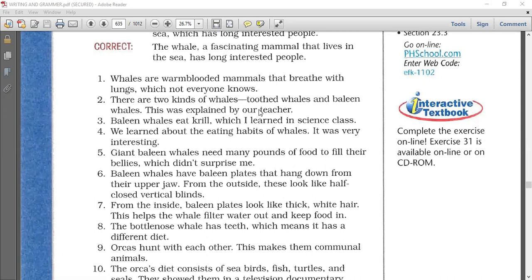Not everyone knows that whales are warm-blooded mammals that breathe with lungs. Thank you. This is accepted. Good. It's clear now, and Tadros deleted the pronoun completely. We said sometimes we can delete or eliminate the pronoun. So Tadros said, not everyone knows that whales are warm-blooded mammals that breathe with lungs. Can anyone do it in another way?